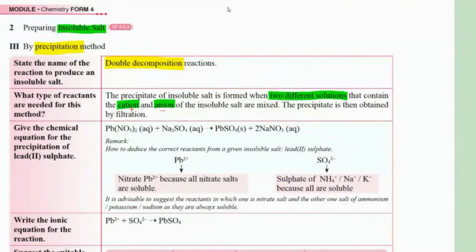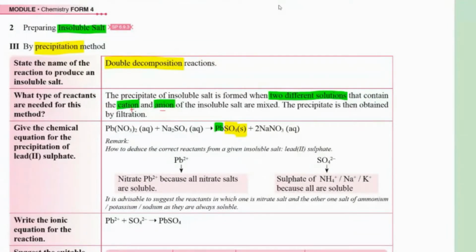Just now we have learned quite a number of insoluble salts, right? For example, lead sulfate, barium chloride, then carbonates. A lot of insoluble salts. We take one example, lead 2 sulfate. We have lead, we have sulfate ions inside the lead 2 sulfate, an insoluble salt, which is a solid, insoluble. It forms the solid.